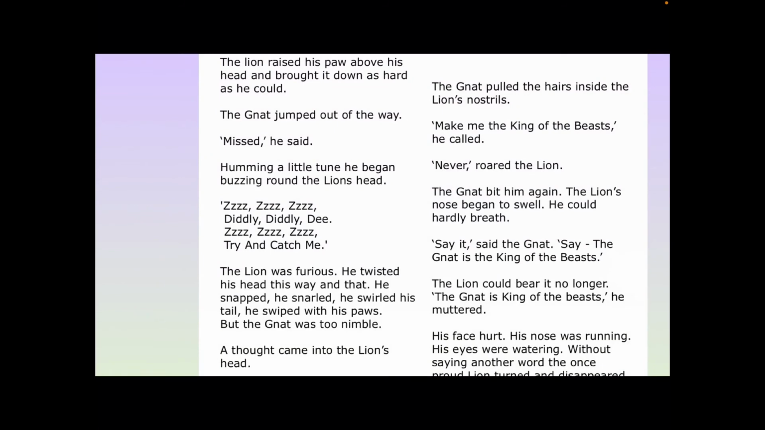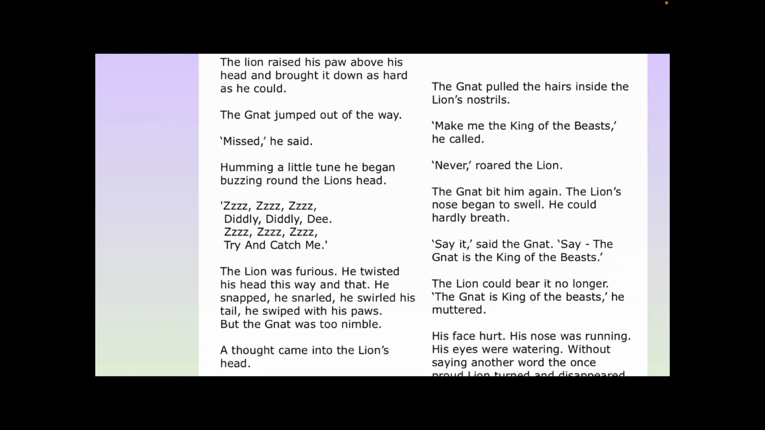The lion raised his paw above his head and brought it down as hard as he could. The gnat jumped out of the way. "Missed me," he said. Humming a little tune, he began buzzing round the lion's head. Zzz, zzz, diddly diddly dee, zzz, zzz, try and catch me. The lion was furious. He twisted his head this way and that. He snapped, he snarled, he swirled his tail. He swiped with his paws, but the gnat was too nimble. A thought came into the lion's head.